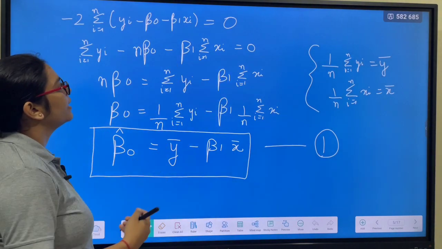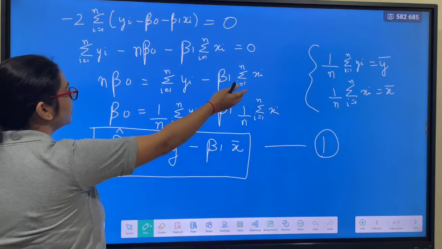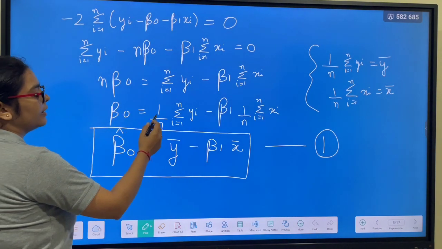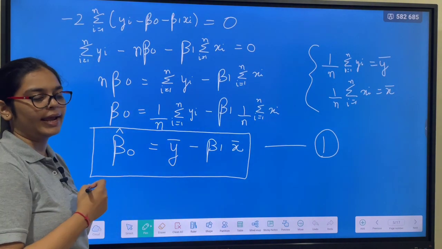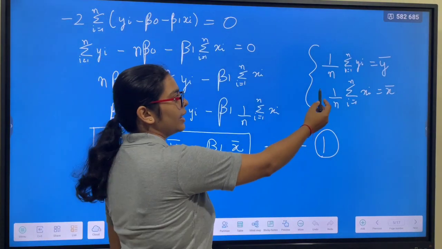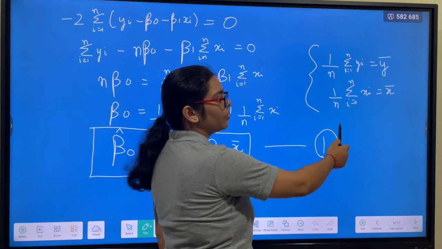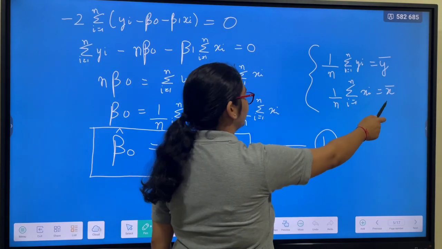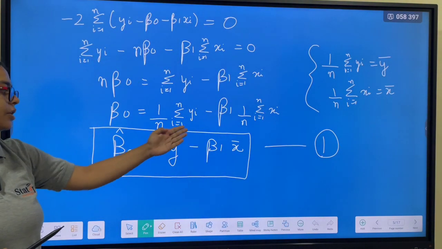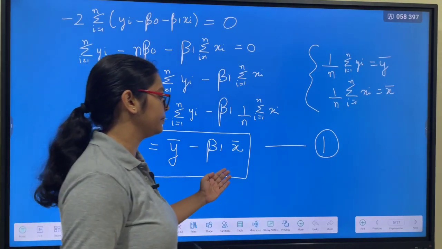Since we are estimating beta naught, we will take beta naught on one side and the rest on the other side. We will keep beta naught a single value, and we will divide the whole equation by n. After dividing the equation by n, since we know that 1 upon n summation yi, i goes from 1 to n, is y bar, and 1 upon n summation xi, i goes from 1 to n, is x bar, we will replace these values here and we will get beta naught cap equals y bar minus beta 1 x bar.